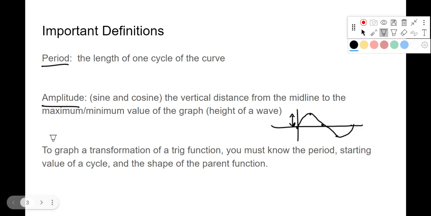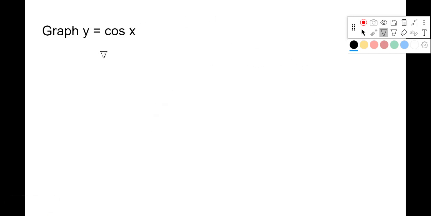All right. And then to graph a transformation of the trig function, which is what we're going to do, we got to talk about all the parent graphs here on this video. You need to know the period, the starting value of a cycle, and the shape of the parent function. The sine function starts on 0, right? It starts at 0 and then works its way from there. Okay? All right. Let's go ahead and get into cosine. So for cosine, we're going to do the same thing that we just did. We're going to look at the quadrantal angles.